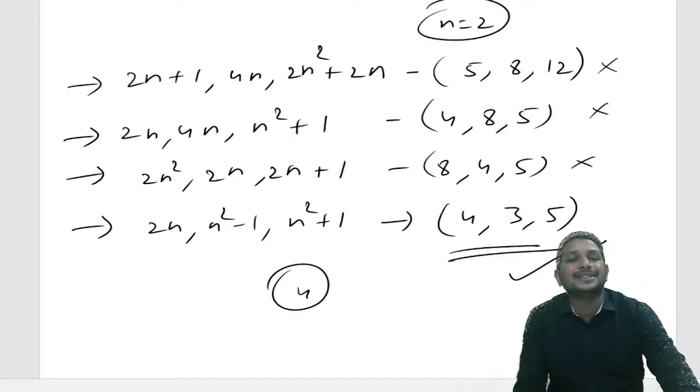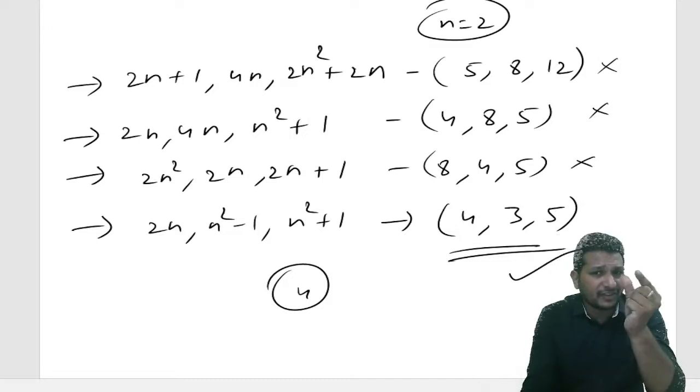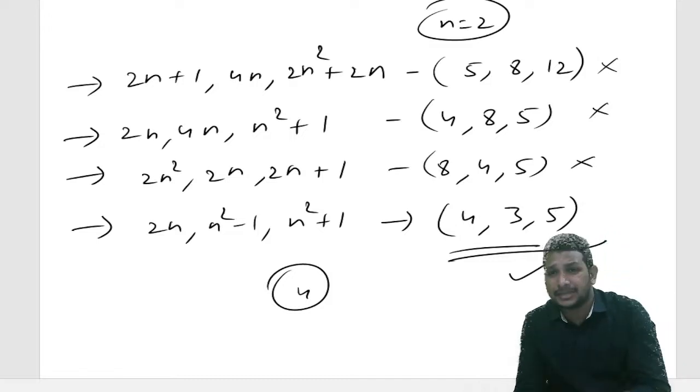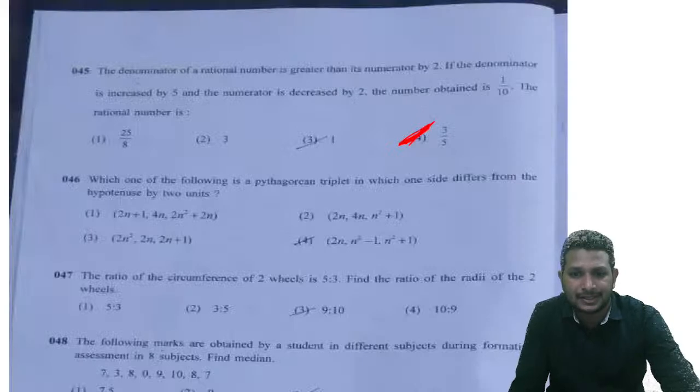Option 4 is the correct one. Why I took only n as 2: as they mentioned, they differ by 2 units, an even number is always a better one. So the answer for this question is option 4. Let's discuss the next question.